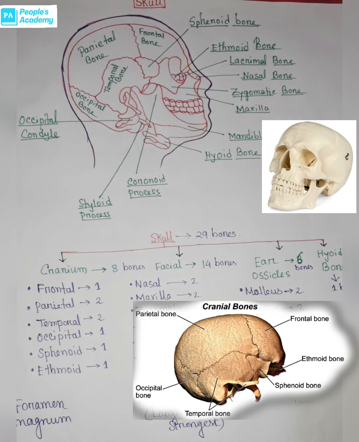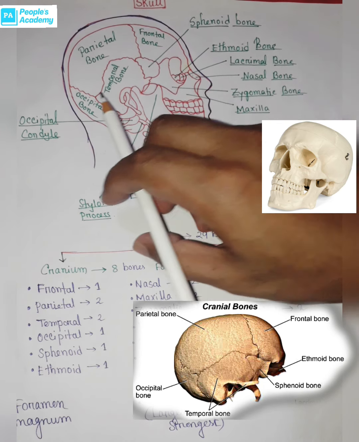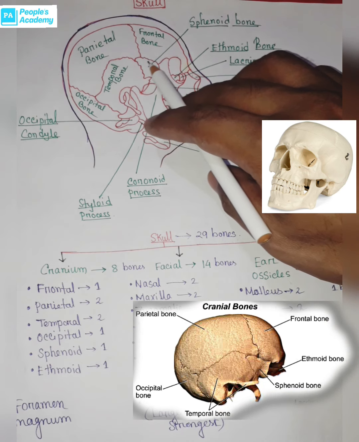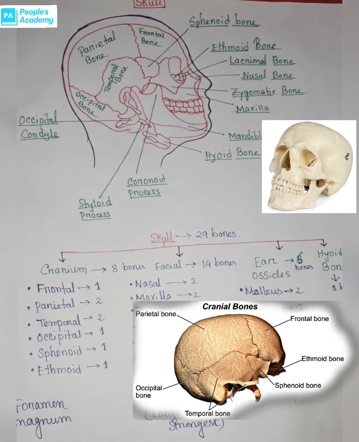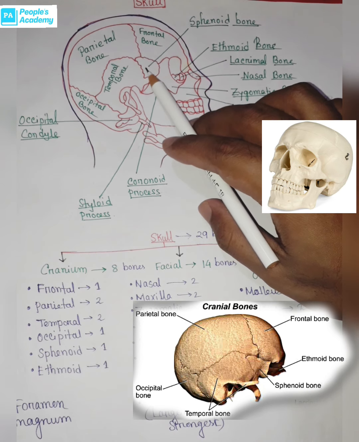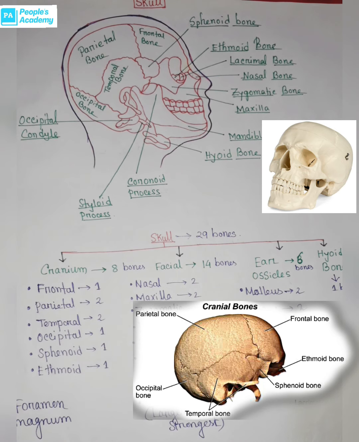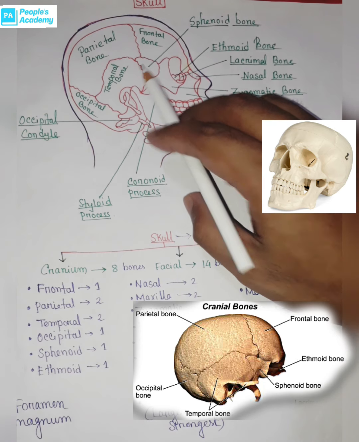Okay guys, just remember foramen magnum. What is foramen magnum? I am going to discuss it a little bit later. Foramen magnum is present in the occipital bone. And next is the sphenoid bone. Just note down that the sella turcica, which encloses the pituitary gland, is present in a saddle-shaped structure in the sphenoid bone.